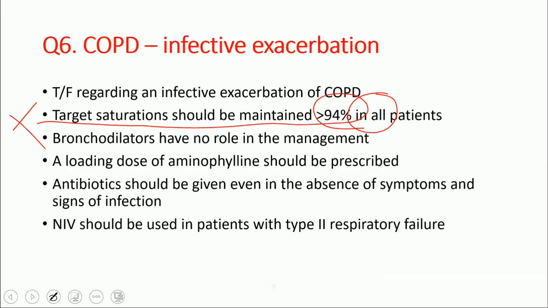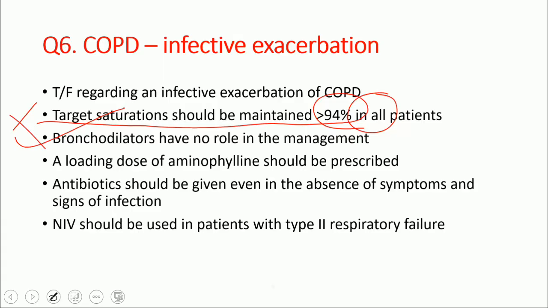Right. Second one, bronchodilators have no role in the management. We use bronchodilators. Ipratropium, salbutamol. Easy one. A loading dose of aminophylline should be prescribed. Again, in COPD, we don't use aminophylline regularly. If the patient is not responding to your steroids and nebulizers, you can consider it, but it is not recommended, again because of the same reasons of toxicity.